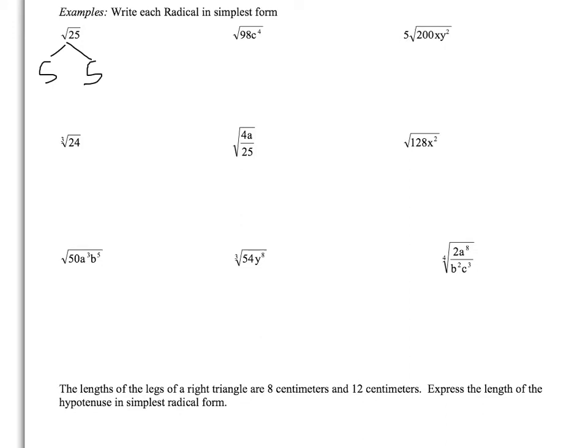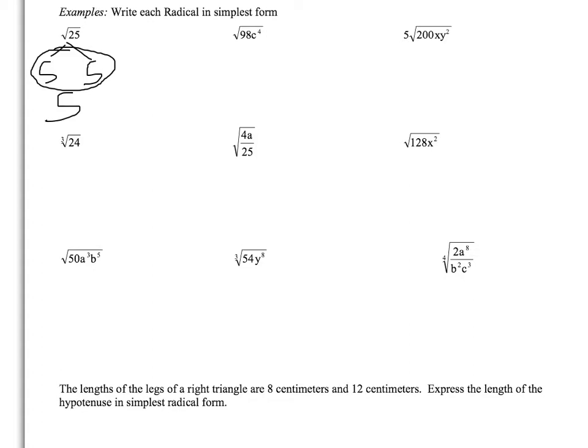5 doesn't break down any further, so what you do from there is you circle up your pairs, meaning I have two 5s. Any pairs will come outside of the radical, so you have a 5. And you have nothing else inside, no other factors left, so it's just a 5.